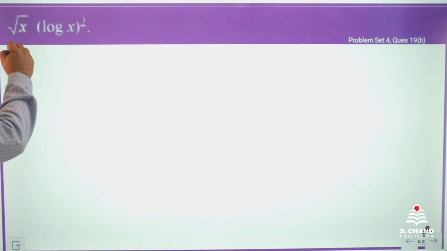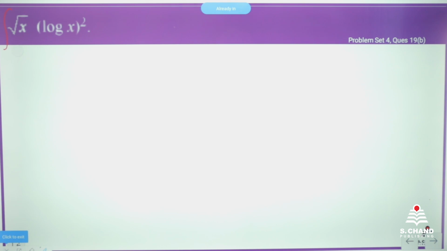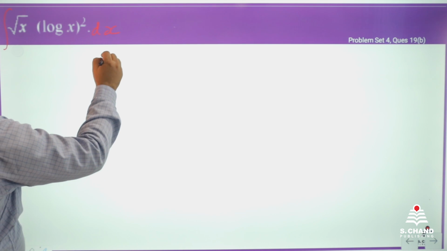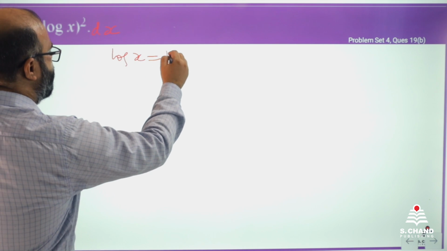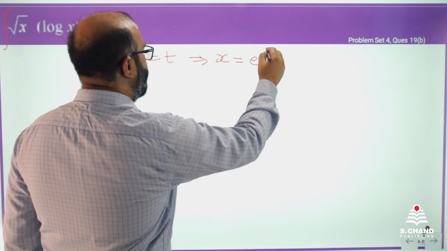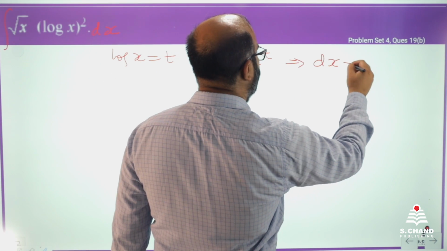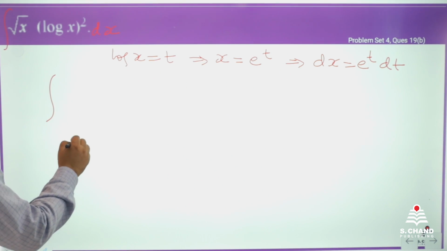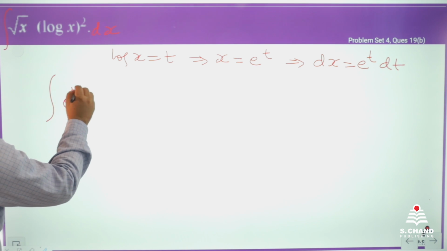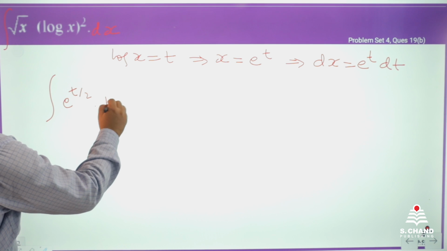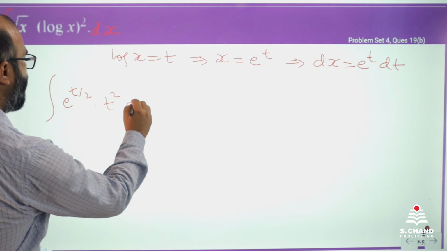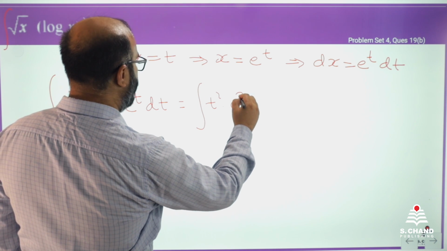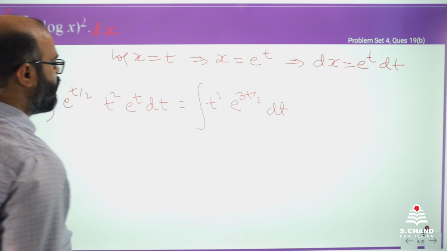Next is integral of root over x into log x whole square. So here, if we want to integrate it, we will take log of x as t. So x is equal to e to the power t, so dx is equal to e to the power t dt. Now this will become integral of root over x, so it will become e to the power t by 2, log x whole square will be t square, and dx will be e to the power t dt. So you will get t square e to the power 3t by 2 dt, like this. This is what you are getting.